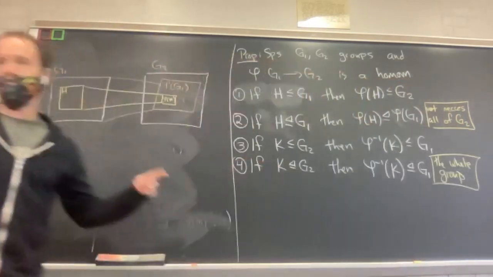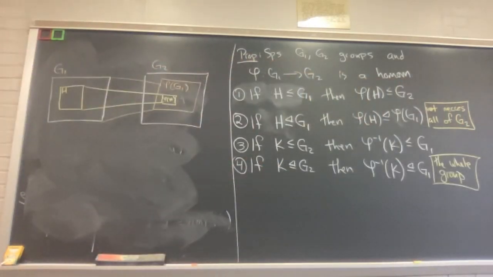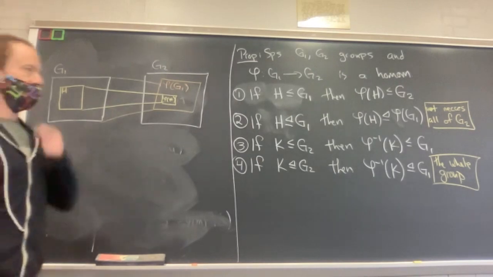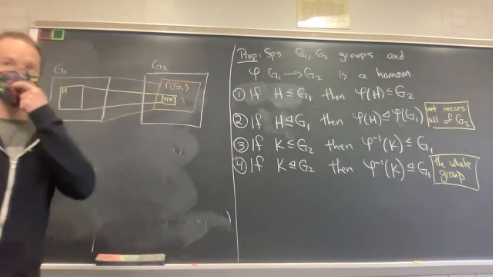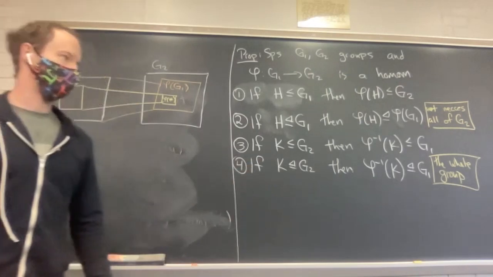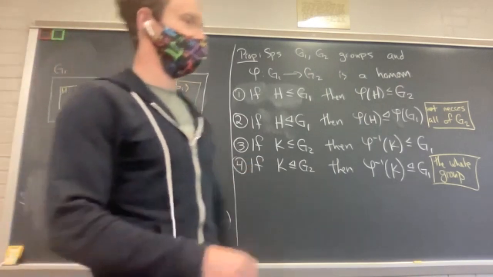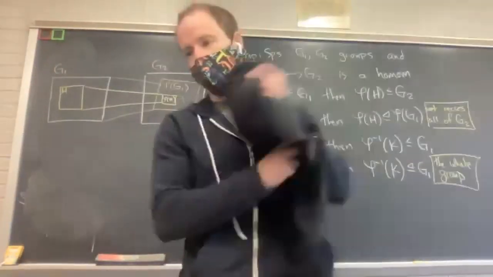So notice if you're doing a forward operation and you have a normal subgroup, you might lose something, but if you're doing this reverse operation, you will not lose anything. It's kind of nicer in a sense. Okay, let's prove these 4 things.